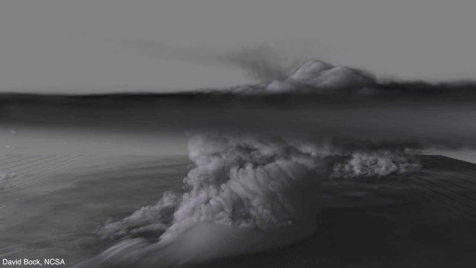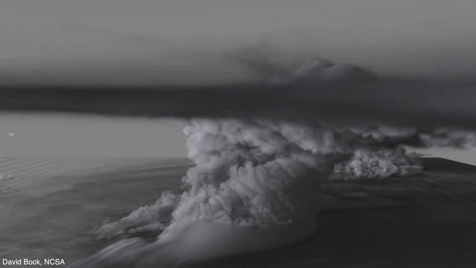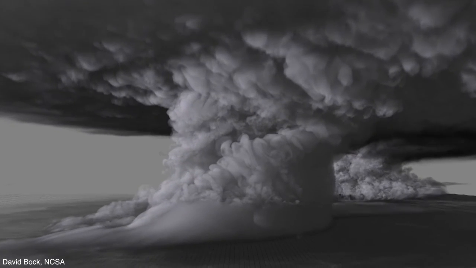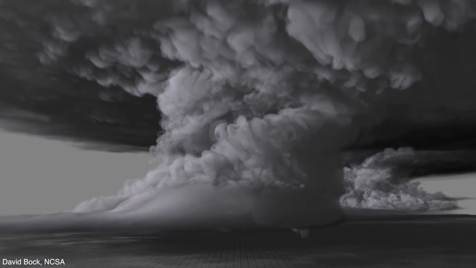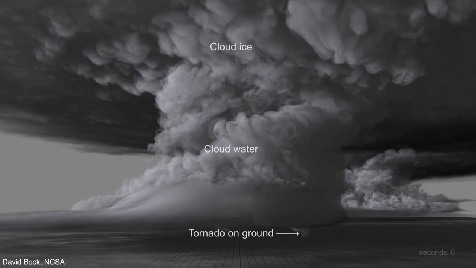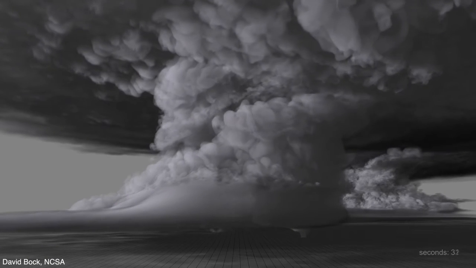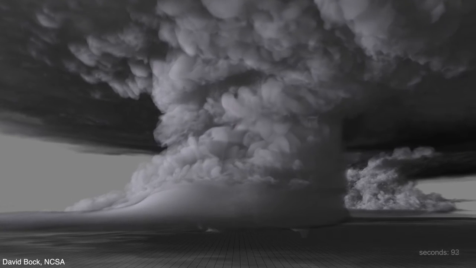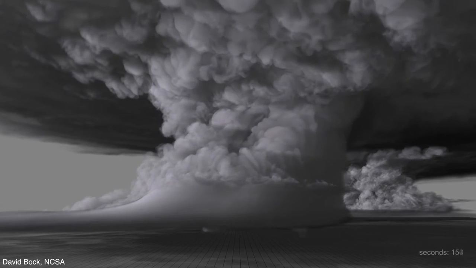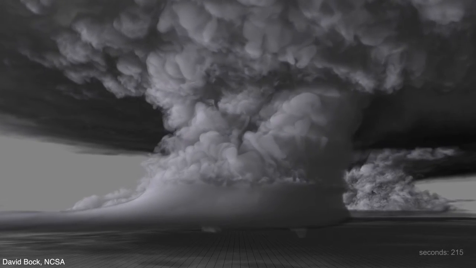Here's the mesocyclone. You can see lots of detail in the cloud structure here. Here's the forward flank of the storm and the rear flank of the storm. And there's the tornado. So this is during the phase when the tornado's on the ground. It's churning along. It's an EF5 at this point, and now we'll put it in motion. So again, we're not looking at the precipitation field, so you can see more of the structure.